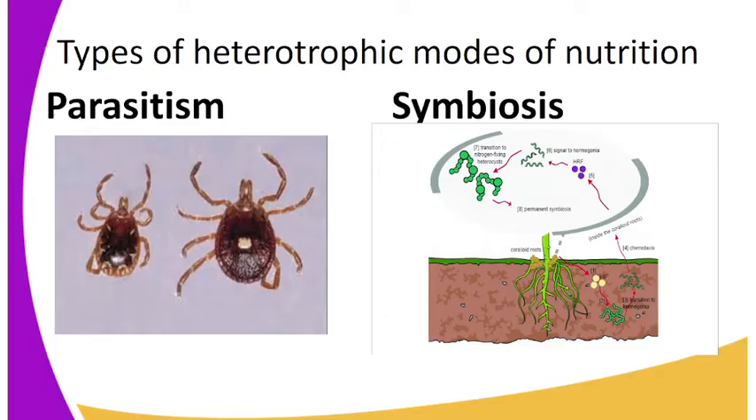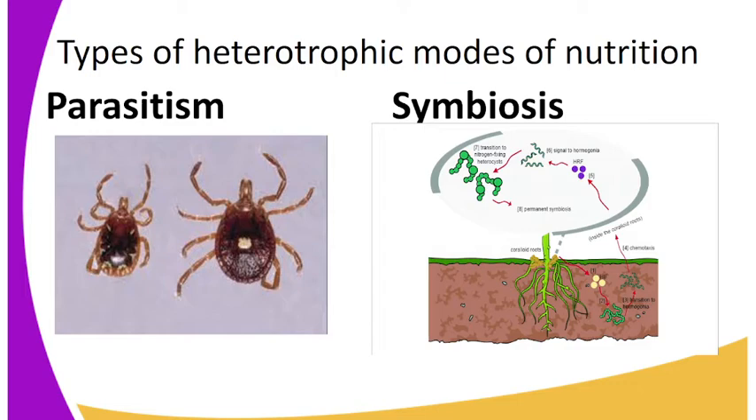There are very many types of heterotrophs, and in this slide we are going to discuss parasitism and symbiosis. Parasitism, this is the mode of nutrition where one organism known as the parasite obtains nutrients from another living organism known as the host. The parasite lives on the host and feeds on the host, but doesn't kill the host. Examples of organisms that exhibit this mode of nutrition are the tick and roundworms.